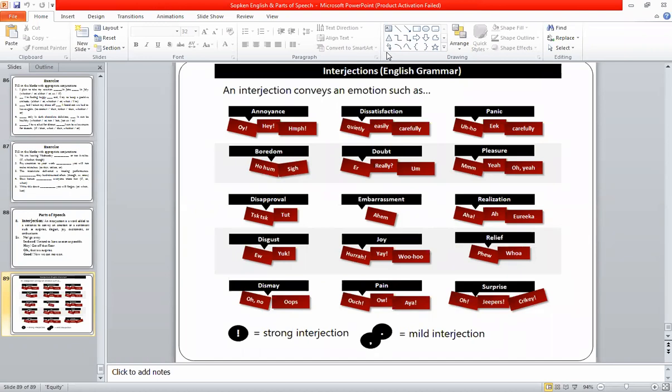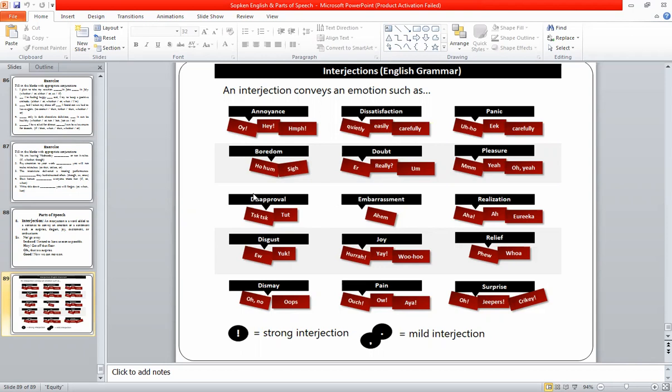Then when someone pinches us, we suddenly feel a sharp prick. Then the words we use are ouch, oh, or ow. These types of words we use when we are in a painful mode. And when we are surprised, we use oh, jeepers, creaky. These types of words we generally use.